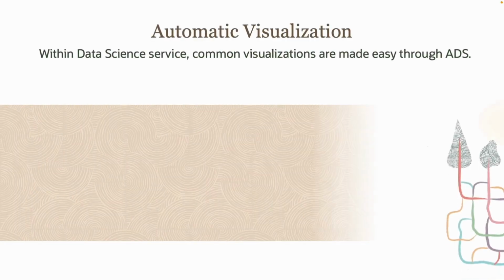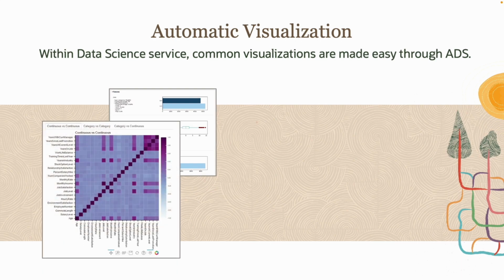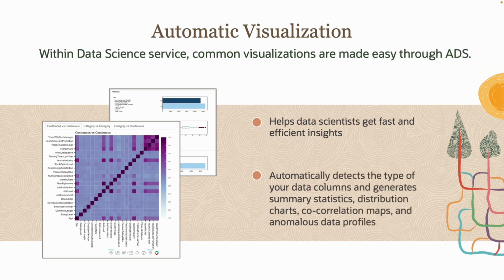Within the data science service, common visualizations are made easy through ADS. It offers automatic visualizations that help data scientists get fast and efficient insights. Smart charting automatically detects the data type of your columns and generates summary statistics, distribution charts, correlation maps, and anomalous data profiles, for example, data with a large number of missing values or high cardinality.